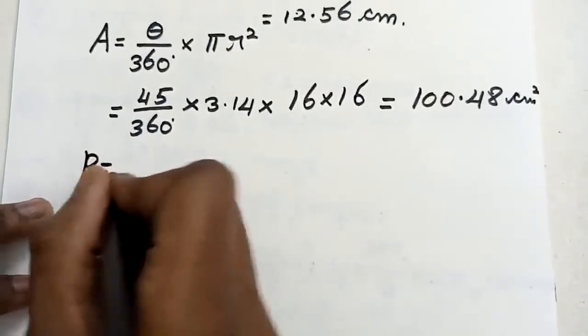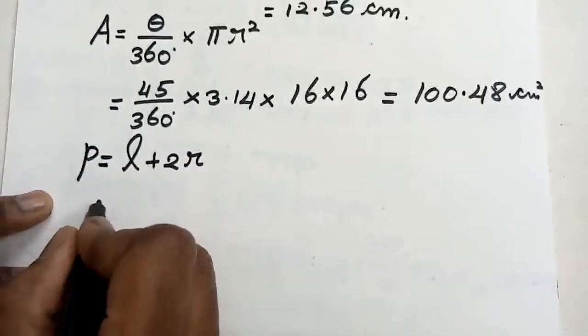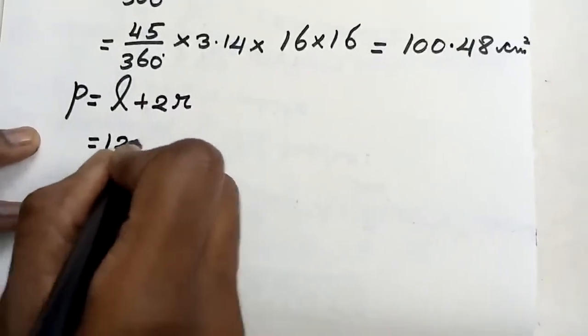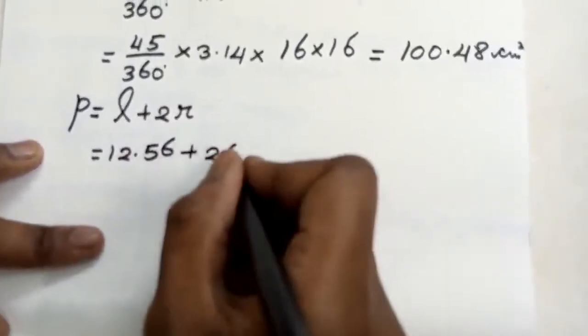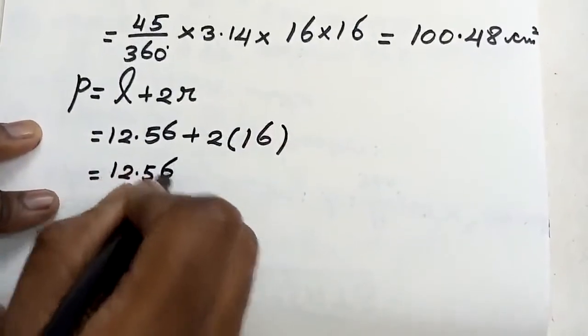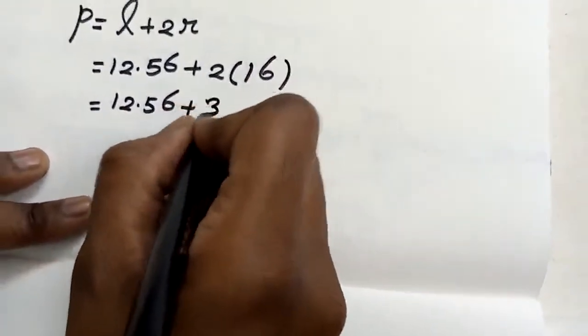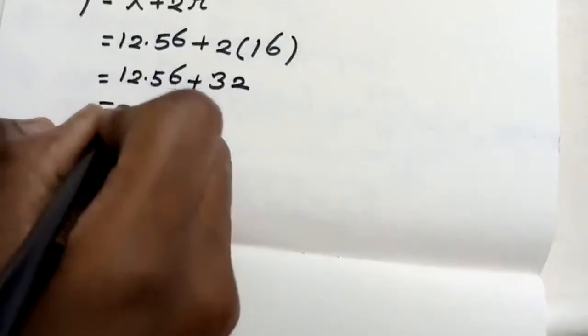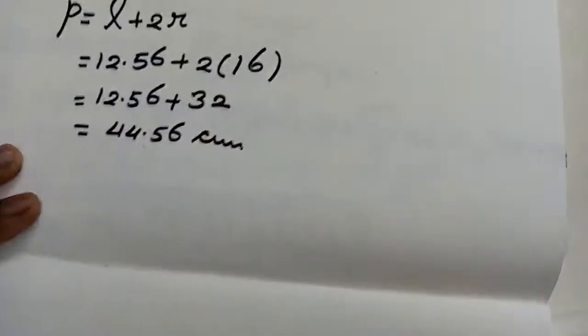Perimeter is equal to L plus 2R. The value for L is 12.56 plus 2 into R, 16, which is nothing but 12.56 plus 16 into 2, you will get the value as 32, that is 44.56 centimeter.